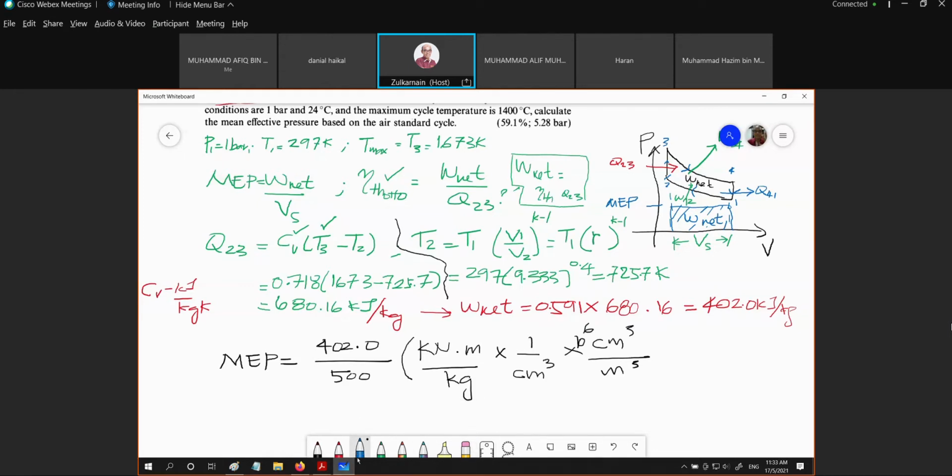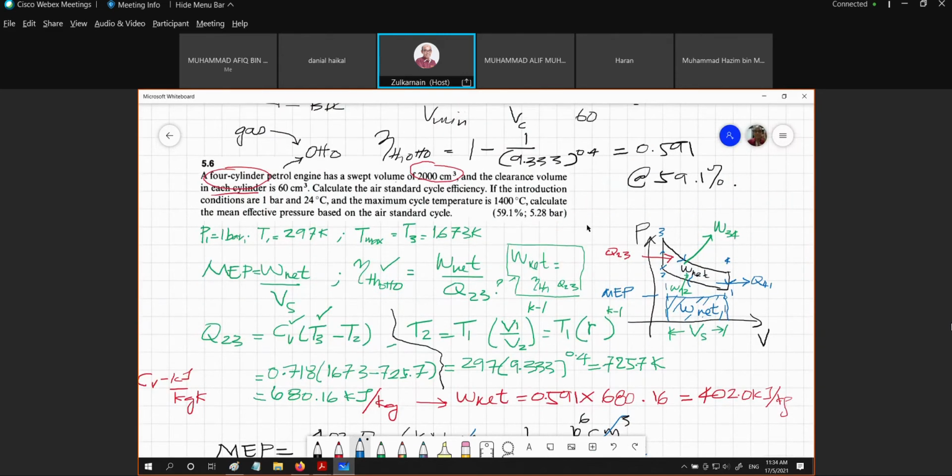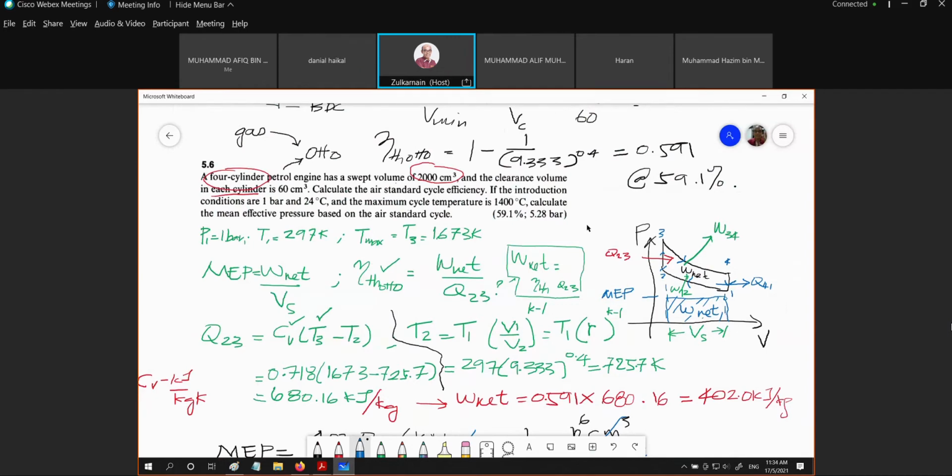So I can cancel this meter cubed. This is meter, this is kilogram. What happened to the kilogram? We haven't cancelled the Newton. Cancel with what? This is kilogram. What did I do wrong? Oh, I see. Sorry guys.